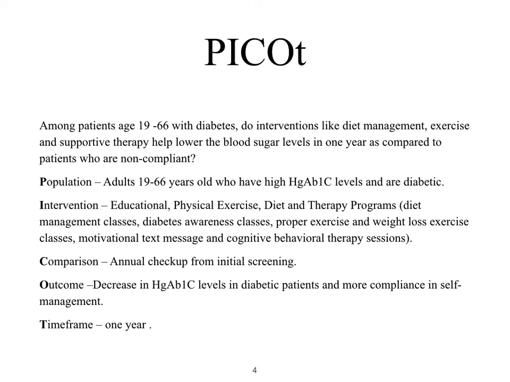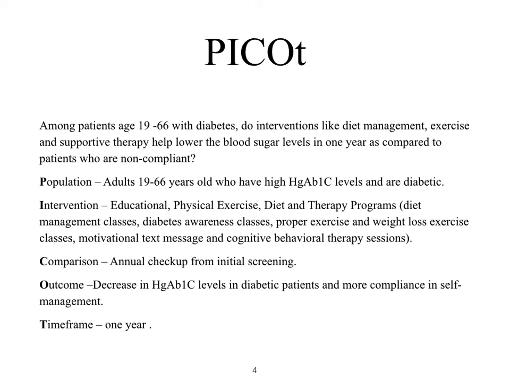So our population are patient adults 19 to 66 years of age who have high HbA1c levels and who are diabetic. Interventions are educational, physical exercise, diet therapy programs, diet management classes, diabetes awareness classes, proper exercise, and weight loss exercises. Something new that has been introduced are motivational text messages between peers and primary care providers, along with cognitive behavioral therapy sessions.